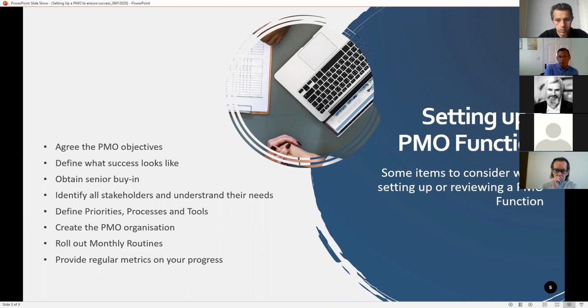Once you've understood all of your objectives, you've got your buy-in, the stakeholders hopefully are as bought in as they're going to be, and you'll never please everyone. That's been my experience. You've defined your priorities, then you can look at creating your PMO organization. Do you need people to support you? Do you need a specialist to look at the financials, someone to look at the reporting? How many people do you feel you need?